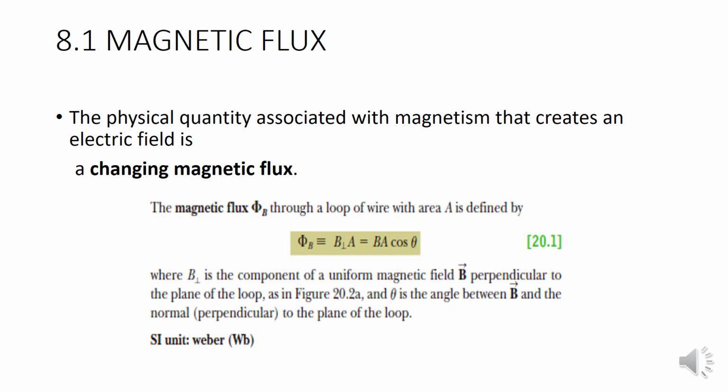Magnetic flux can be calculated by the equation Φ = BA cos θ, where B is the component of the uniform magnetic field perpendicular to the plane of the loop, θ is the angle between the magnetic field and the normal of the loop, and A is the surface area.